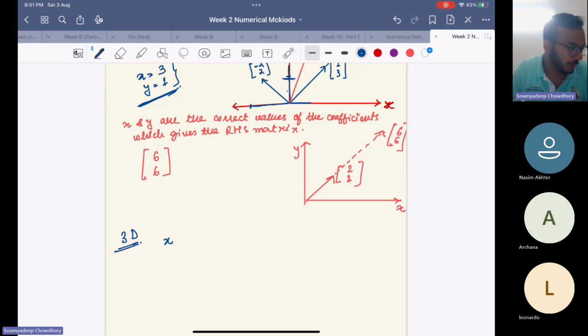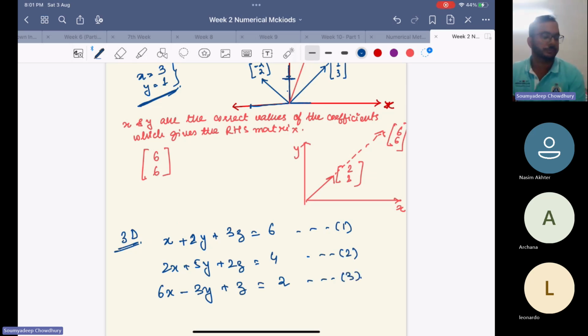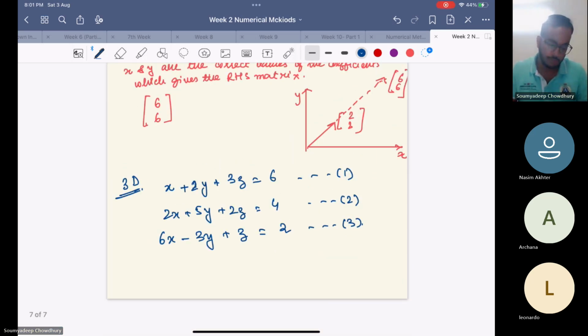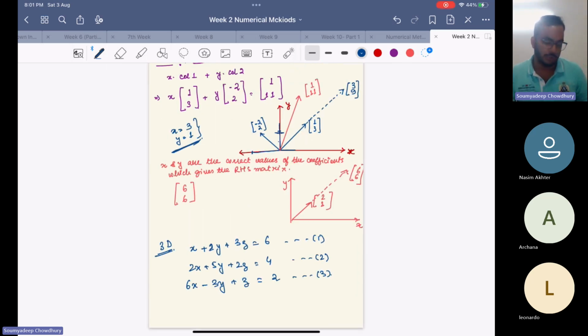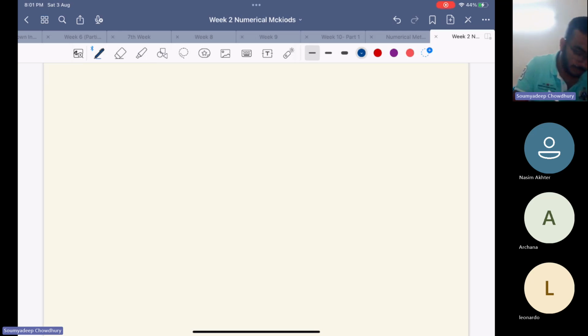Suppose you have three equations, the same equations I will take: x plus 2y plus 3z equal to 6; 2x plus 5y plus 2z equal to 4; 6x minus 3y plus z equal to 2. This is the first equation, second equation, third equation, right? We'll try to draw these equations. First, I'll write the column picture.